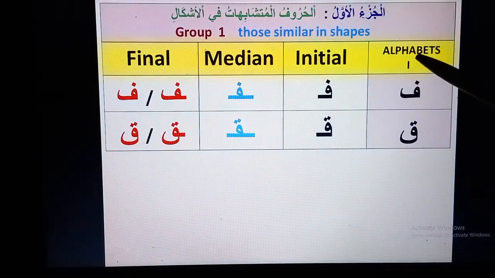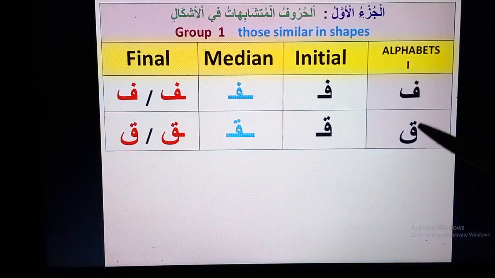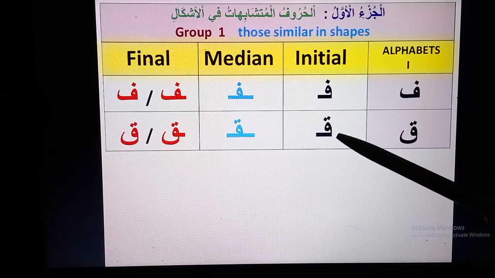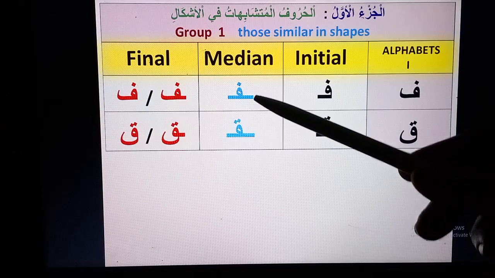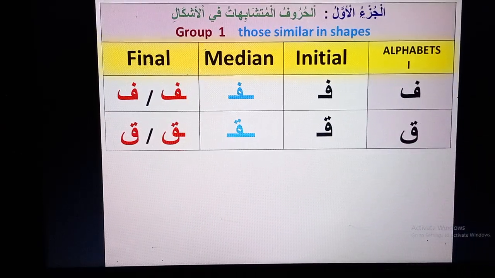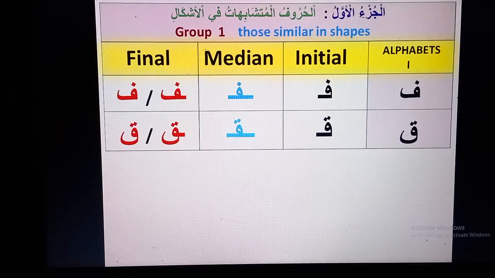Now we are at alphabet I: Fa and Qaf. When they are at the beginning of a word, this is the shape they get. In the middle, this is the shape. At the end of a word, this is the shape they get. So this is the end of group 1 of the letters, all with similar shapes.